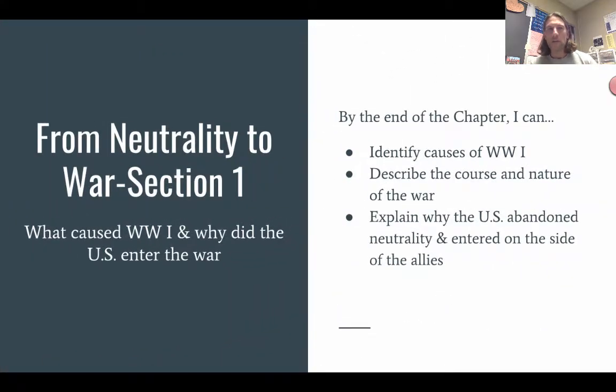So the first section here is from neutrality to war, and we're going to look at the big causes of World War I, and then the baby steps the U.S. takes towards entering the war. By the end of this section and the chapter, you should be able to identify causes, both direct and indirect, of World War I, the course and nature of the war, and why the U.S. abandoned that neutrality and entered on the side of the Allies.